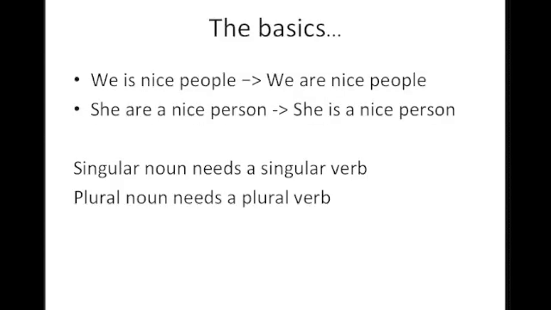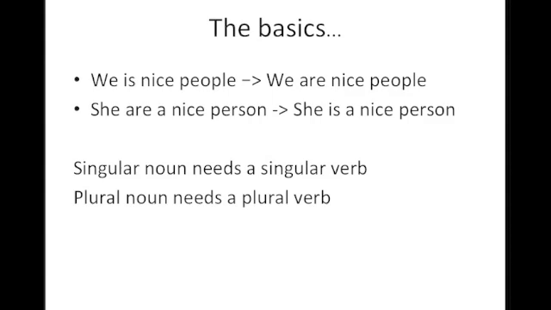Okay, so we're going to be looking at, very quickly, tense and agreements. We'll start with the basics. These sentences, we naturally pick up on the fact that they're incorrect. We is nice people. She are a nice person. We know they're not right. They just don't sound right.